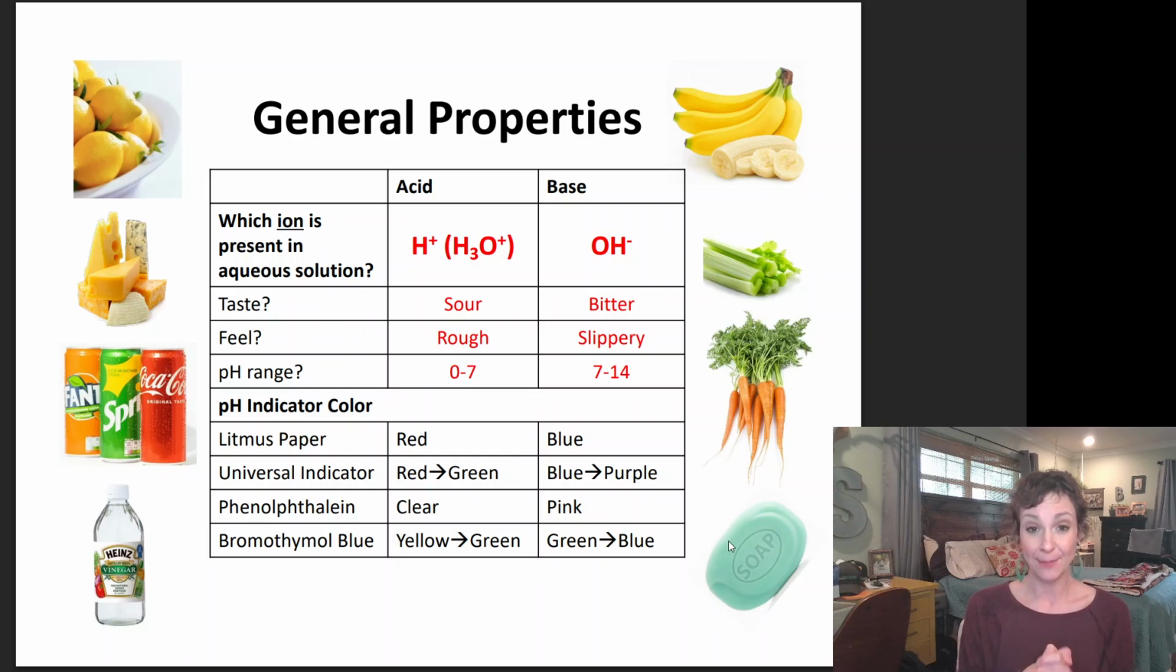pH range. If I'm an acidic substance, I will have a pH between 0 and 7. And if I'm a base, I will have a pH anywhere from 7 to 14. Now this bottom section here on pH indicator colors, we're going to talk about all four of these specific indicators in a second when we get to pH, but I thought I'd just have them documented here in this chart as we started.